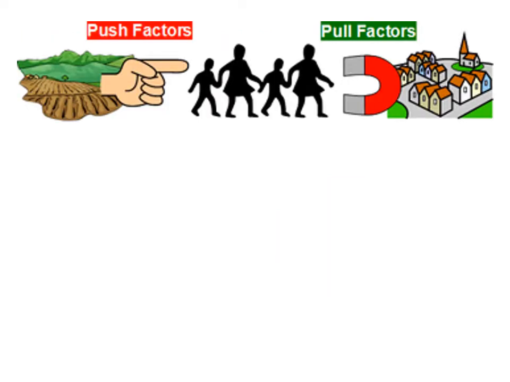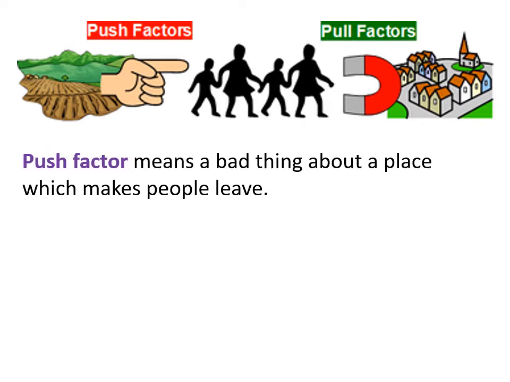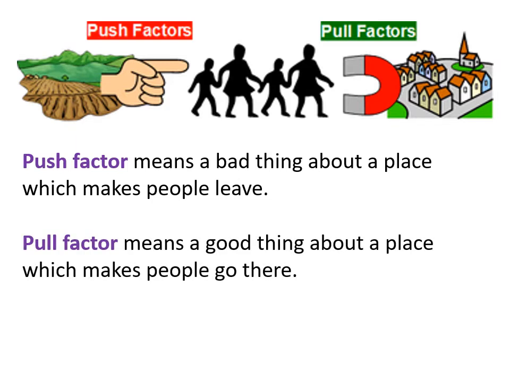All right, fantastic. Well, I mentioned that this lesson was going to be about the reasons why people migrate. So here we are. We can categorise these reasons into push and pull factors. Factors being things that cause people to move. A push factor means a bad thing about a place which makes people leave. And a pull factor means a good thing about a place which makes people go there. You're pushing away and being pulled towards. Could you jot those 2 things down? Pause the video now.